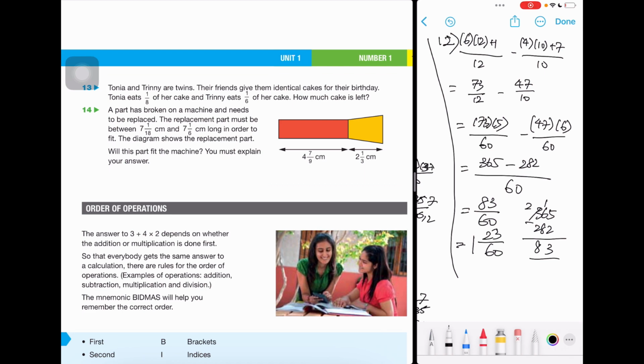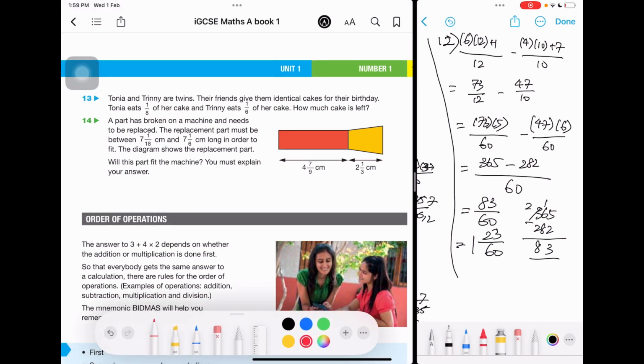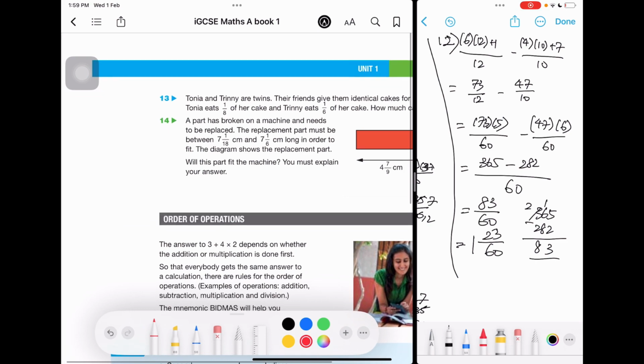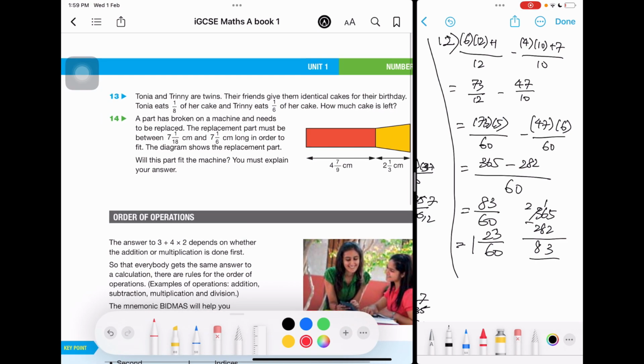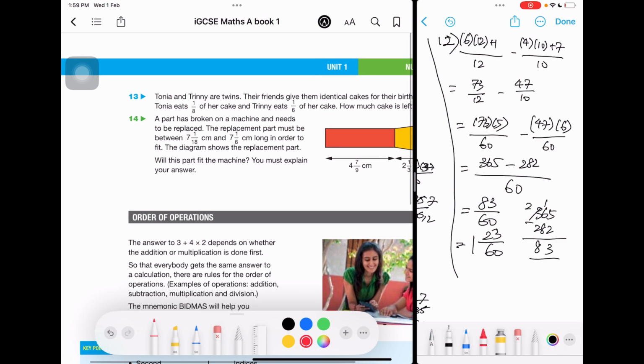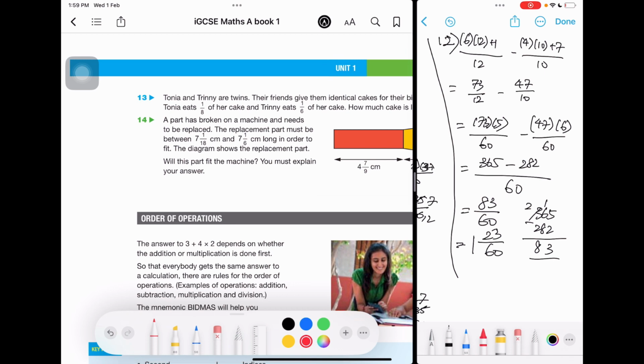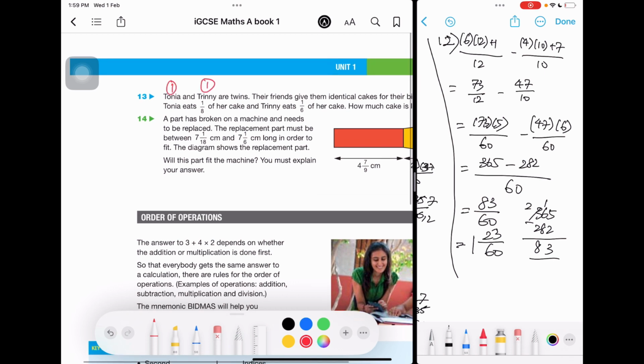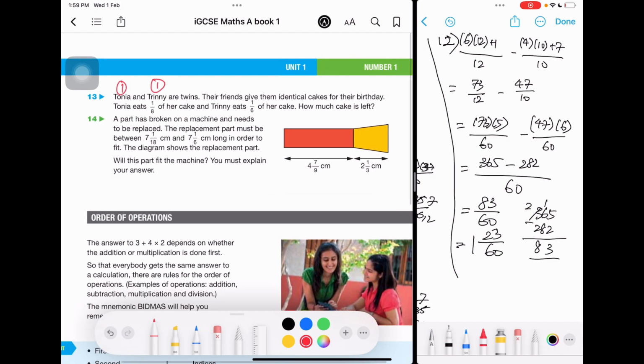This is more or less a practical question again, of how fractions can be used in actual questions. Both have the same cakes, so basically Tonia has one whole and Trinia has one whole. Tonia eats 1/8 of a cake, Trinia eats 1/6 of her cake. The question is asking how much cake is left, not how much is eaten, but how much is left.